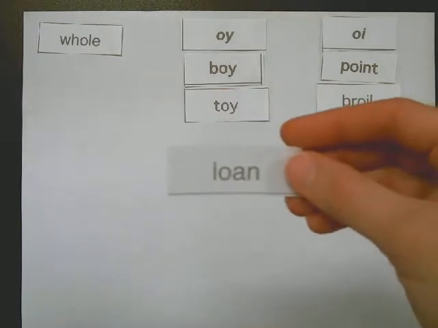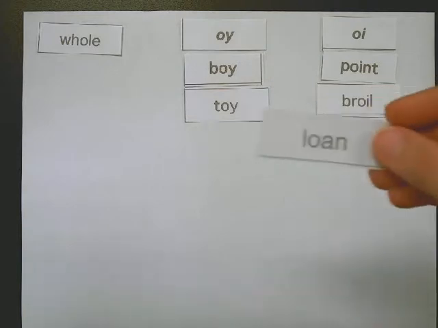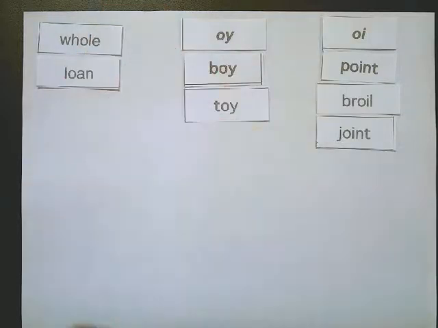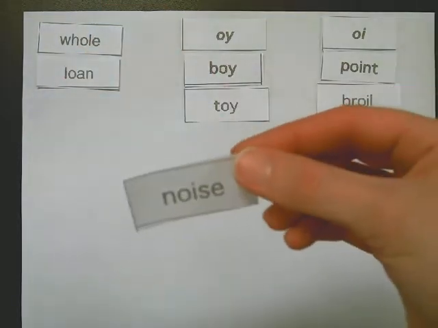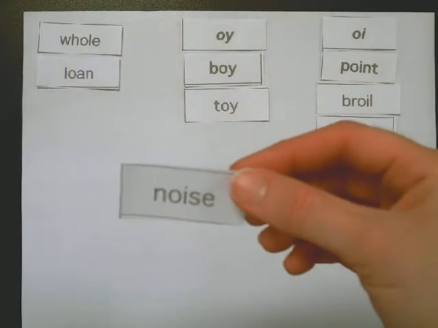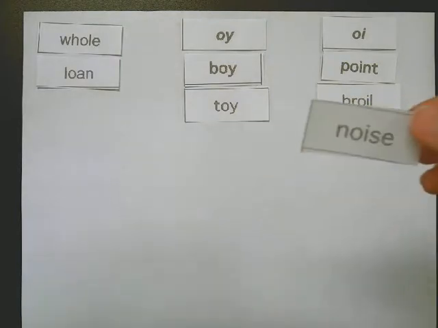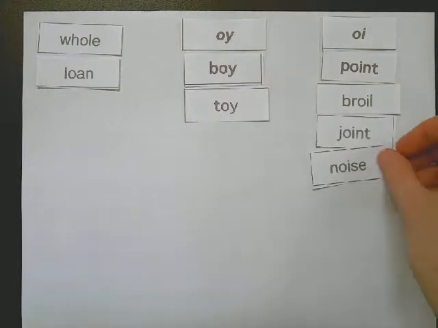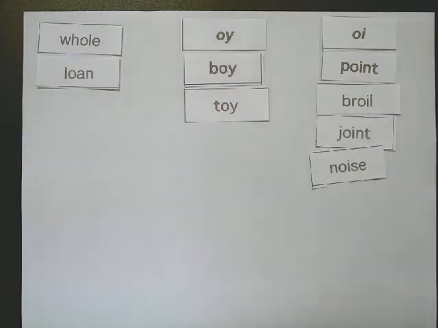Here's the word loan. In this word, I don't hear an oi sound like OI or OY. I hear a long O sound like whole, loan. So I'm going to put that one over there. Here's the word noise. Noise. I hear an oi sound in the middle, and I see the spelling pattern OI.